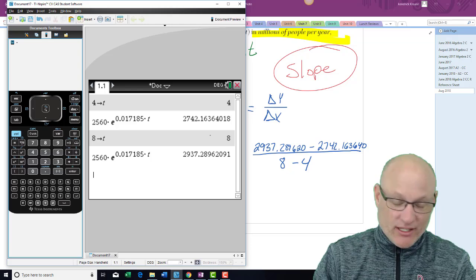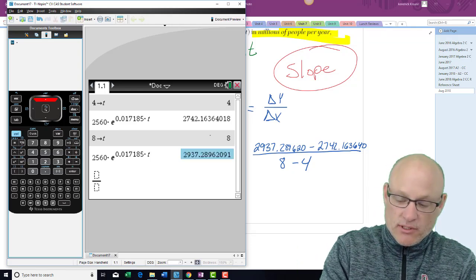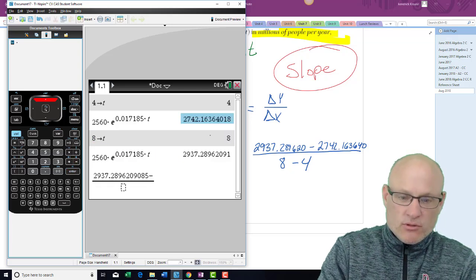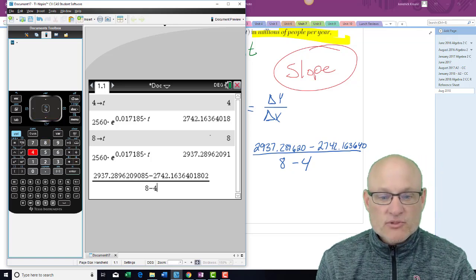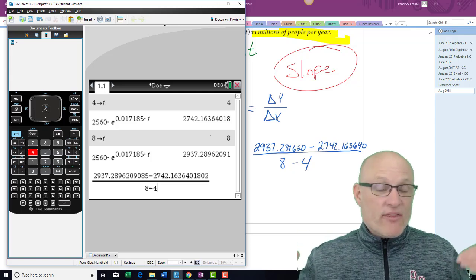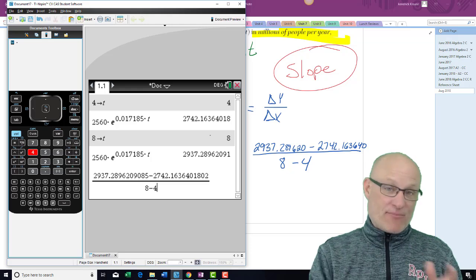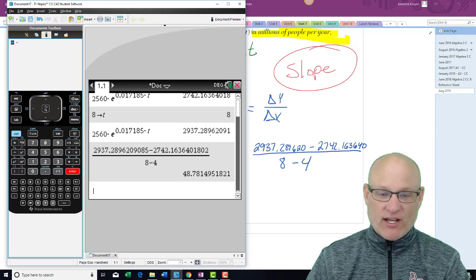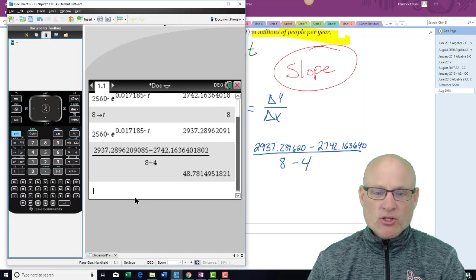Now, here's the cool thing. I'm not even going to type those things in. I'm going to say U, enter, minus U, all over 8 minus 4, because that's pretty easy. See how I didn't type those decimals in? Therefore, I'm not going to make any mistakes in what numbers get put in there. Sometimes you do that, and you forget a decimal, and it's terrible. Just do that, and I get 47.8. Now, I'm not going to round this yet. I get my AROC equal to 47.78149.